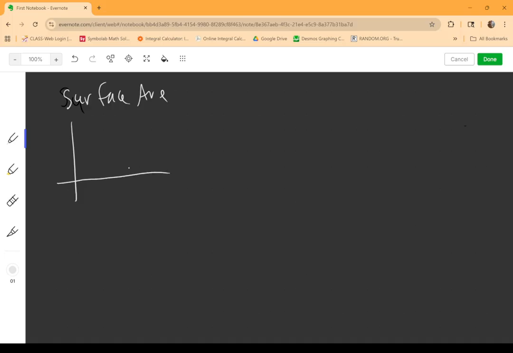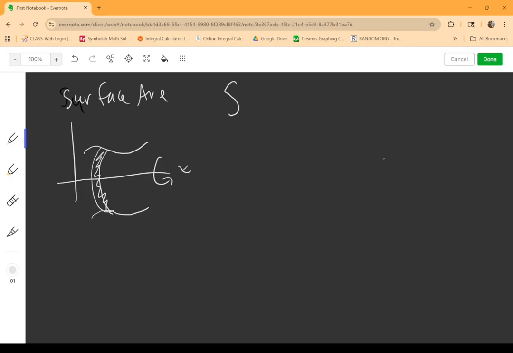Right, and again, we're going to strictly be looking at rotation about the x-axis. So we're going to rotate some piece of curve here, and we want to focus on the area generated, the surface area, not the volume, which was a problem we solved in Math 1 and some problems we did earlier in the semester here, solving the volume, but here we're looking at the surface area.